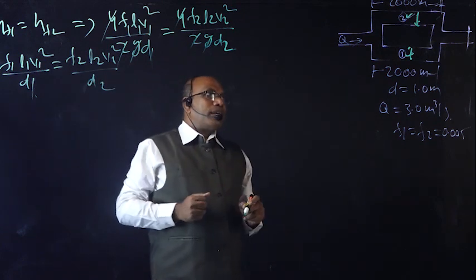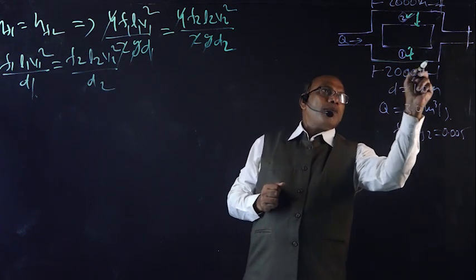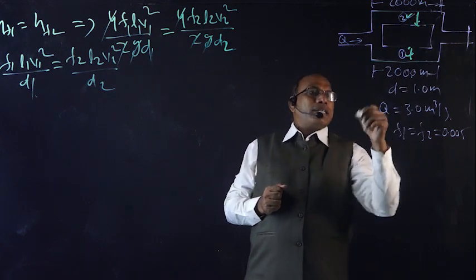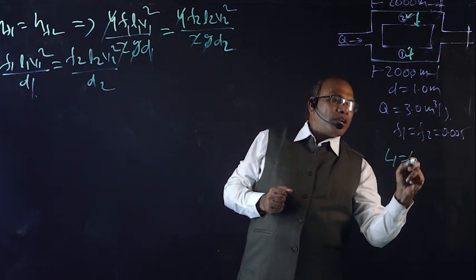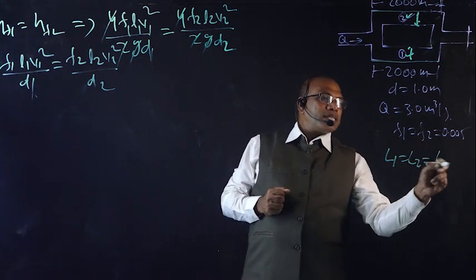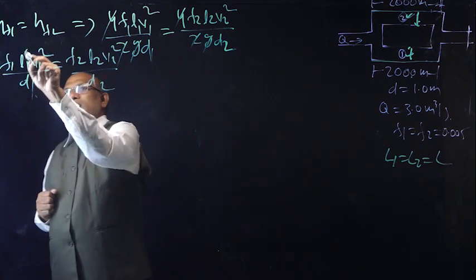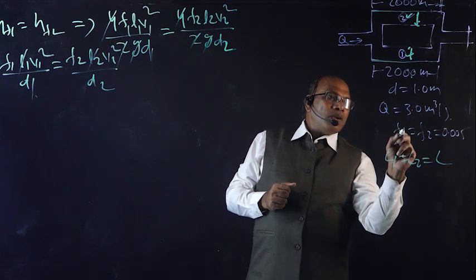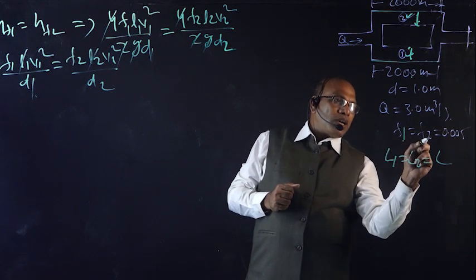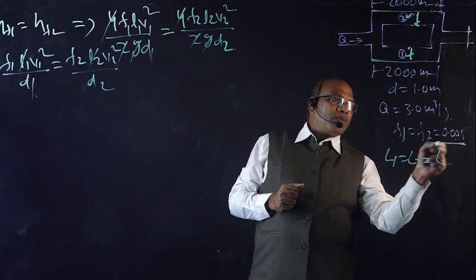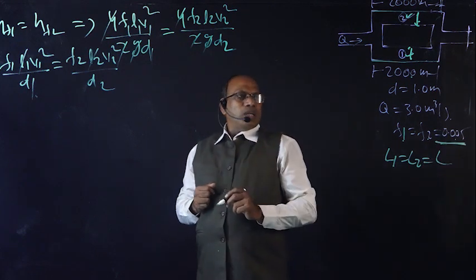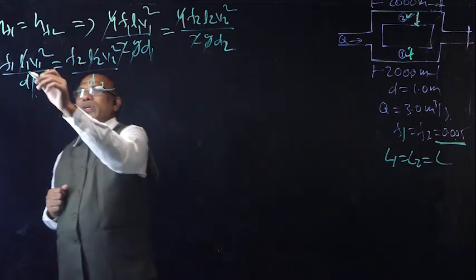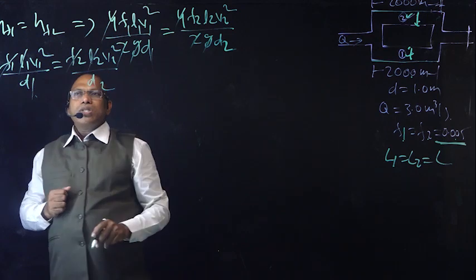But in this case, the length of pipe 1 is 2000 meters and the length of pipe 2 is also 2000 meters. So therefore L1 is equal to L2, that is equal to L, right? Therefore L1 and L2 get cancelled. And also in the problem they have given the coefficient of friction F1 is equal to F2 is equal to 0.005. In both cases we are going to take the same value, but since F1 is equal to F2, that also cancels.